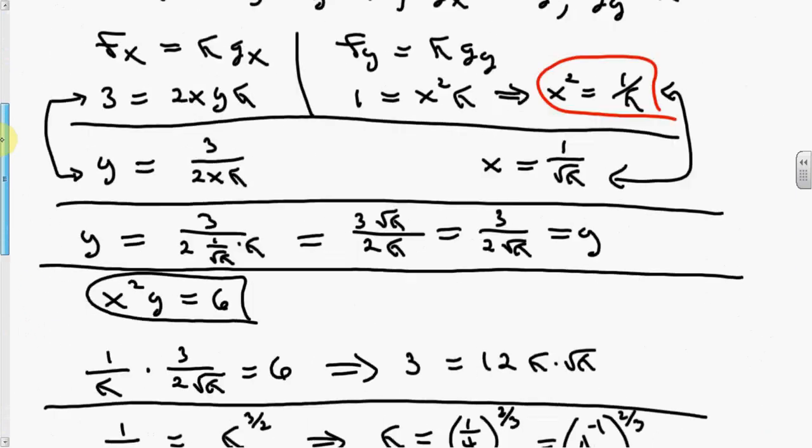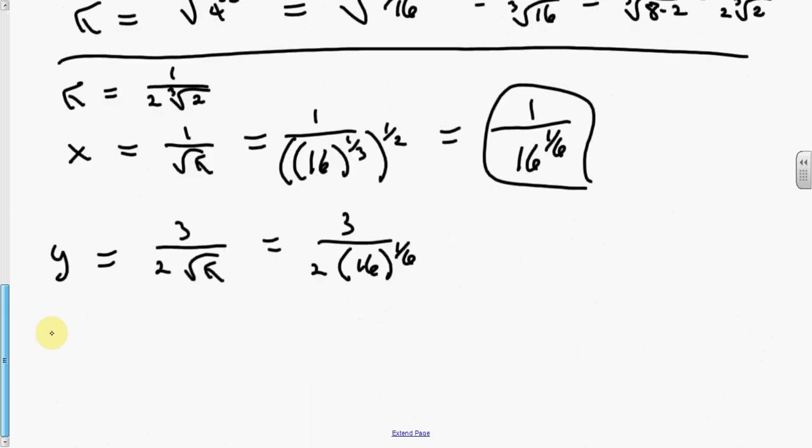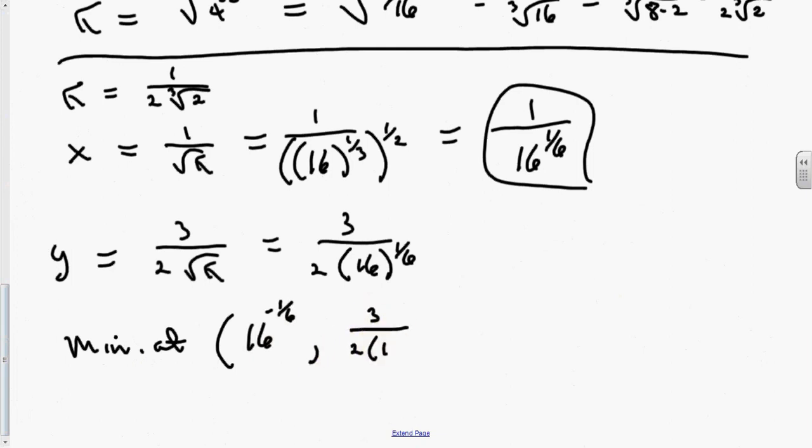Yeah, it's just the algebra. So that's the minimum. It's a minimum at here, let's just write this as 16 to the negative 1 over 6, comma, 3 over 2 times 16 to the 1 over 6. Just leave it at that. I had simplified it a little bit better than that earlier, but that's fine.